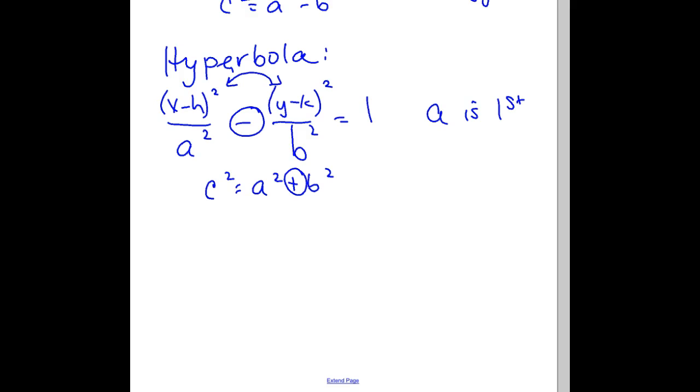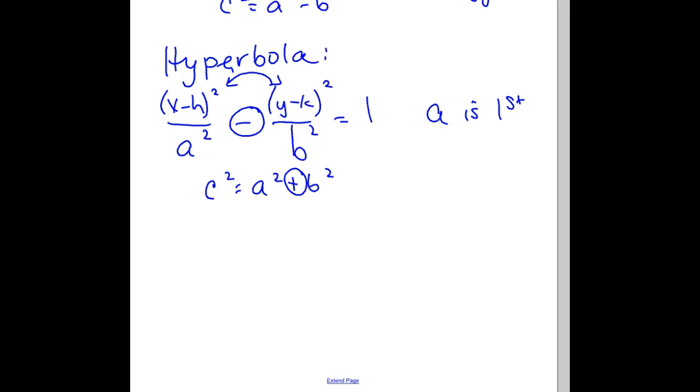No, I'm talking about when you graph and you mark off your A's, your B's, and your C's, right? Your A's get you from center to vertices. What about B? It gets you from center out to the other edge of your box, right? It's there to help you make the box the right size, but we don't call it a covertex, all right?